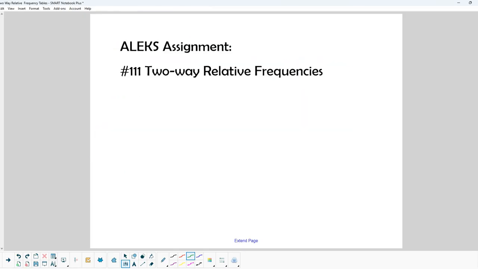All right, so because a lot of these are going to be found in computer diagrams that you can manipulate, our assignment is number 111, two-way frequency, relative frequencies in ALEKS. So good luck.